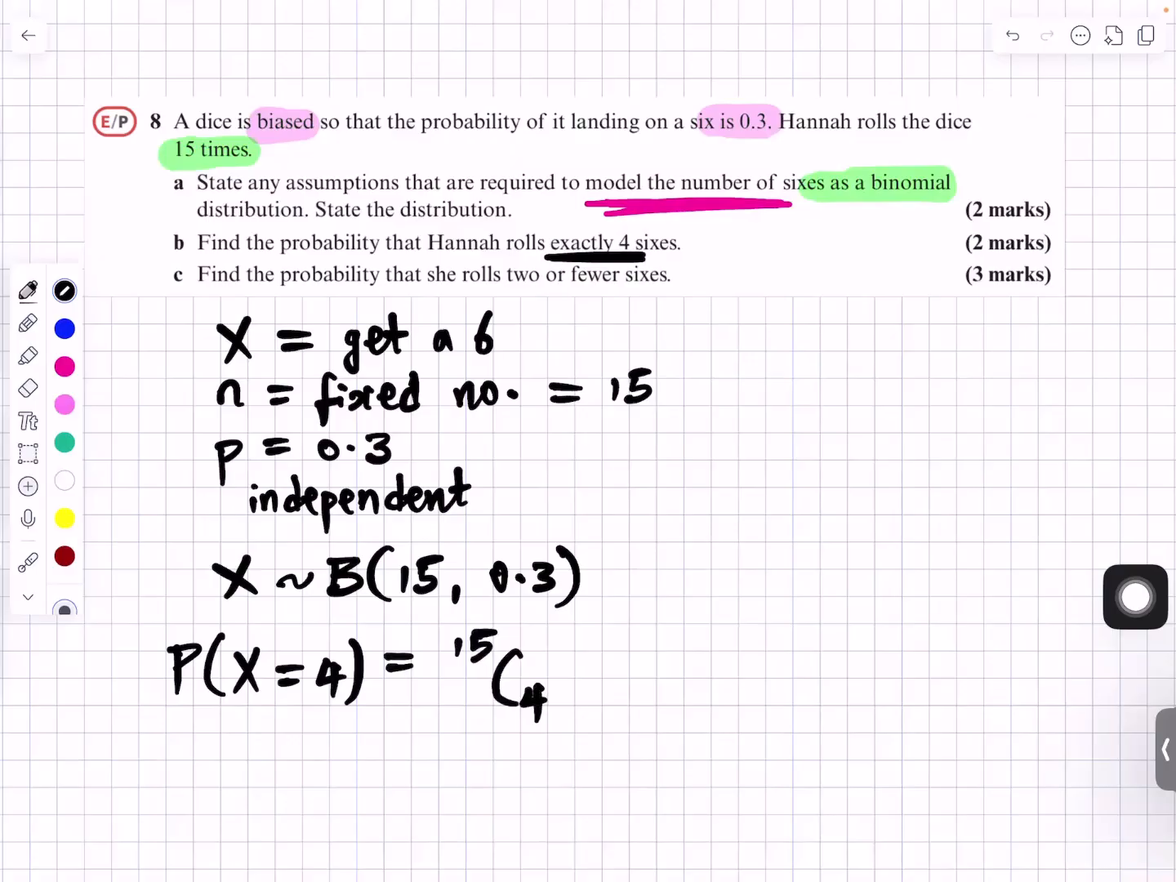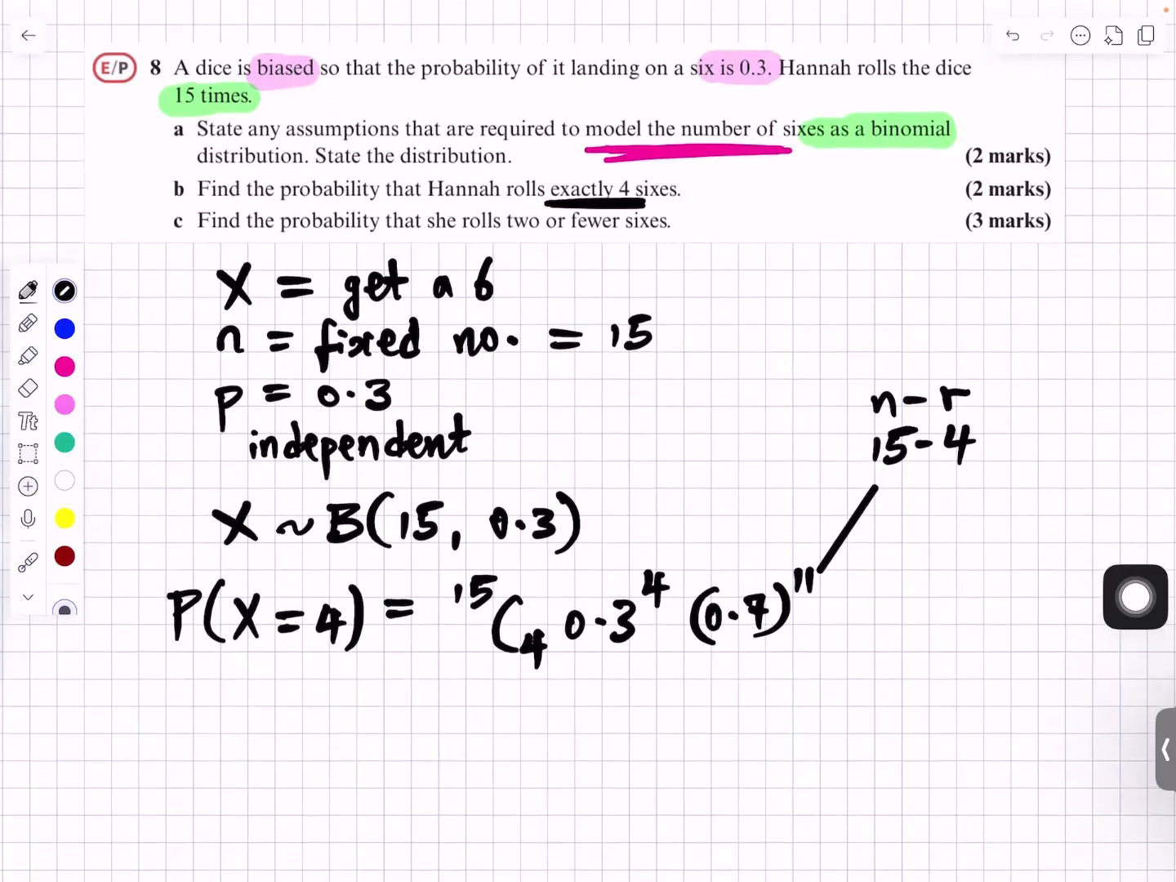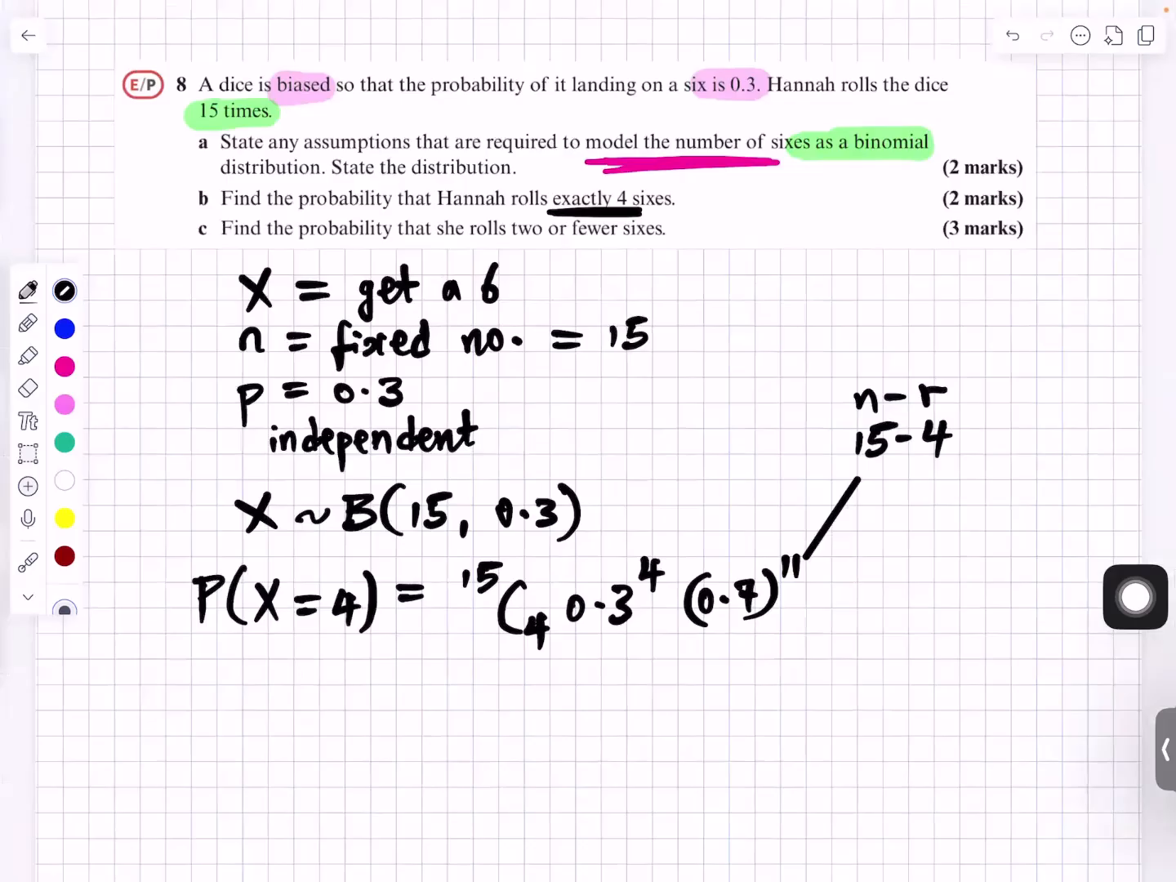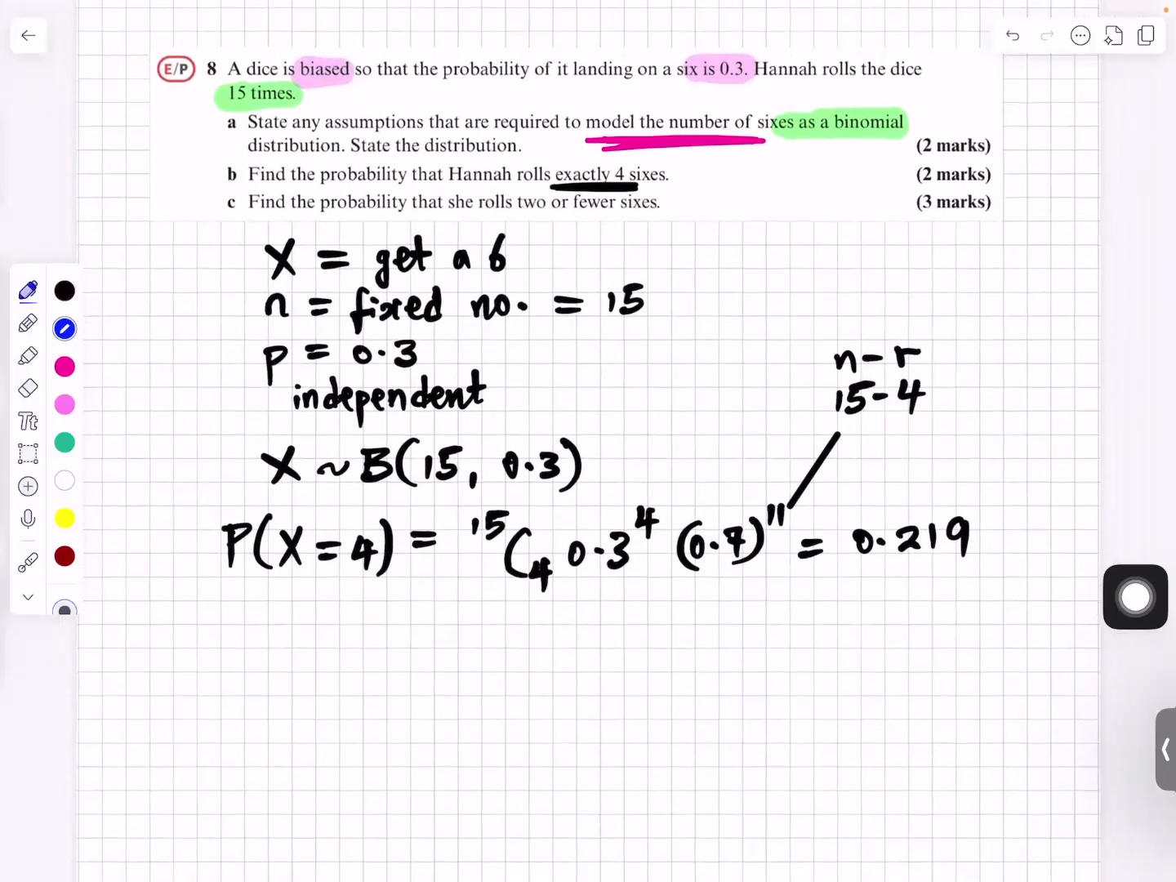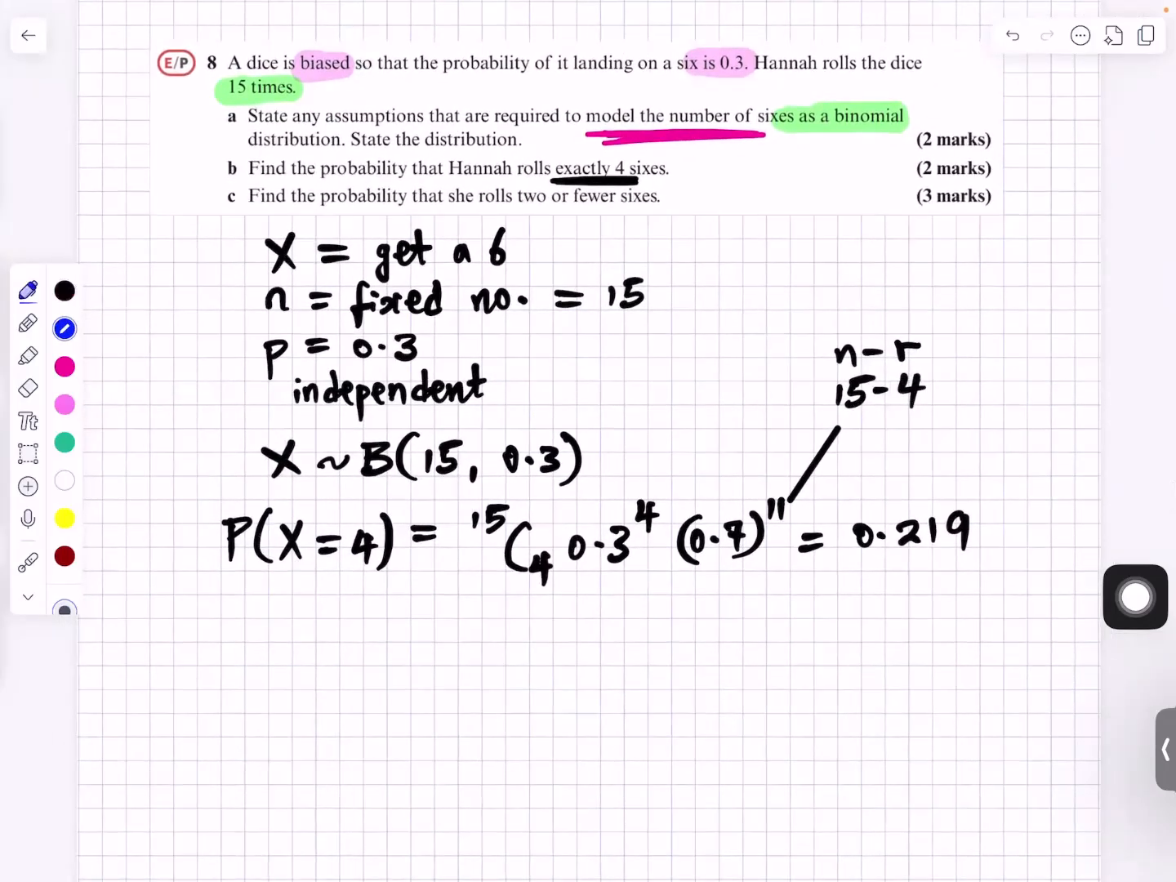So that would be 15C4, 0.3 to the power 4, and then 0.7 to the power 11. And you get that by doing 15 minus 4, or n minus r. You can put it in your calculator. And what did you get? I got 0.219 to three significant figures. Yes, always give your answer to three significant figures if they didn't ask. Or to 4, just to get the high accuracy.